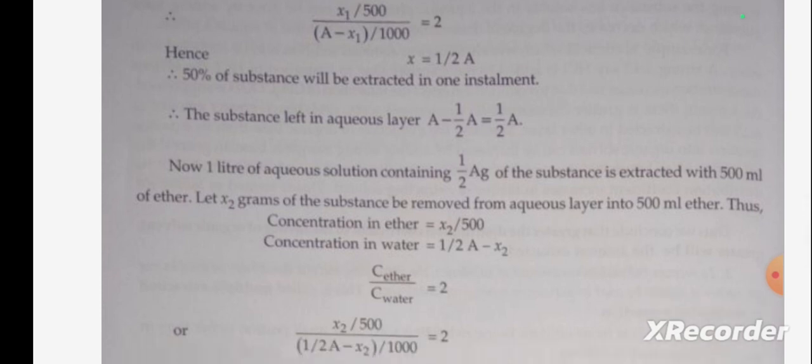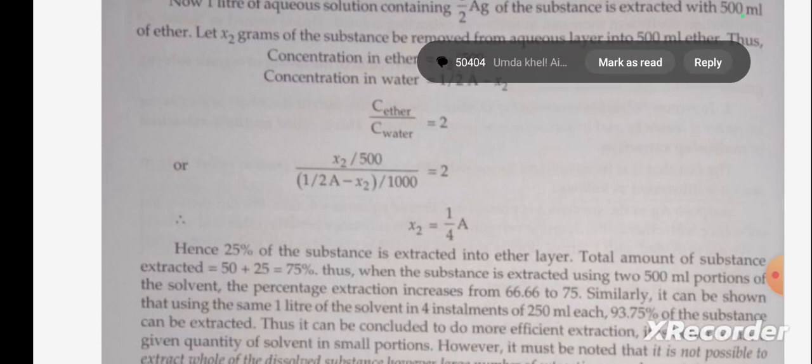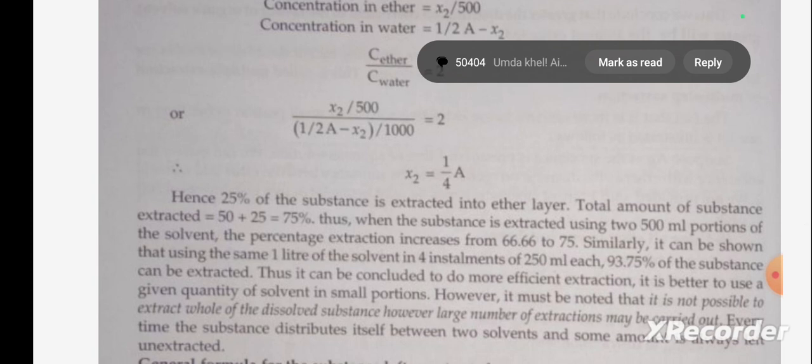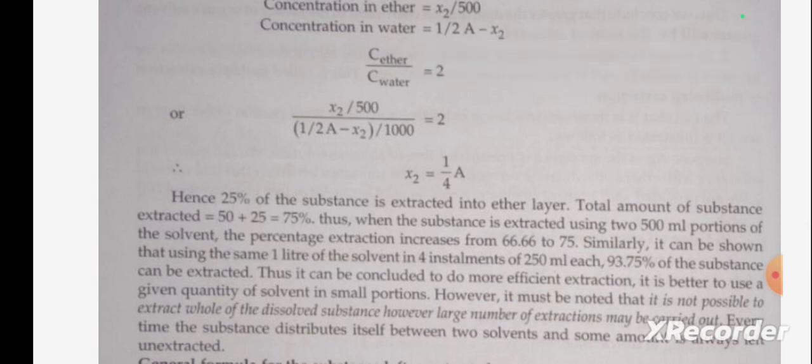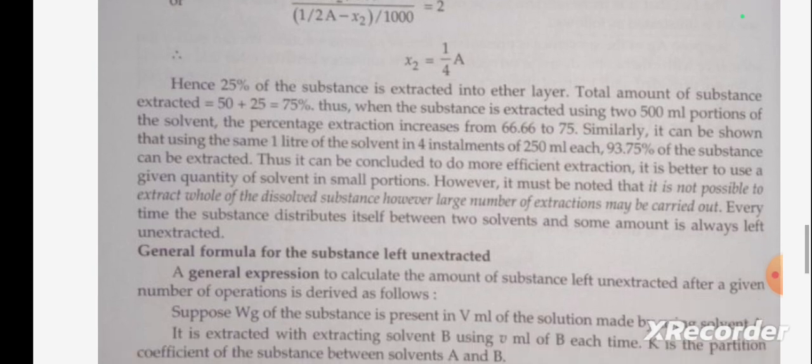Now, 1 liter of aqueous solution containing half A g of substance is extracted with 500 ml. Let x2 be the number of grams removed from the aqueous layer into 500 ml ether. Concentration in ether is x2 by 500 and concentration in water is (1 by 2 A minus x2) by 1000. C ether by C water, x2 by 500 divided by (1 by 2 A minus x2) by 1000, is equal to 2. x2 is equal to 1 by 4 A. Hence 25% is extracted into the ether layer. Total amount of substance extracted is 75%.